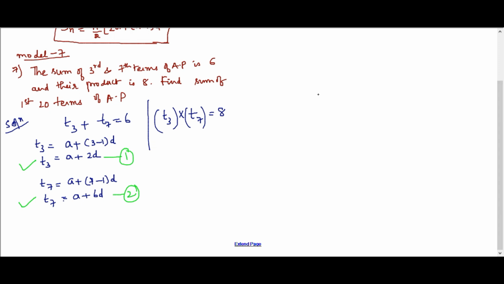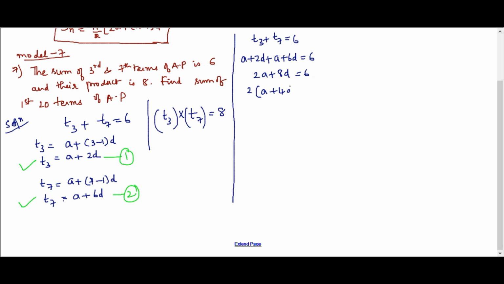The first thing I need to solve is for the sum. So T3 plus T7 is equal to 6. I'll write A plus 2D plus A plus 6D is equal to 6. So 2A plus 8D is equal to 6. I can take 2 common, so A plus 4D is equal to 6 by 2. So A plus 4D is equal to 3 is what you got. That's the equation you got. This implies A is 3 minus 4D.